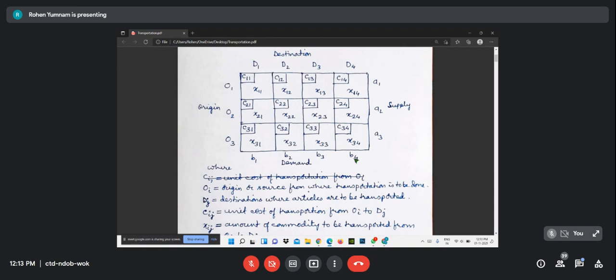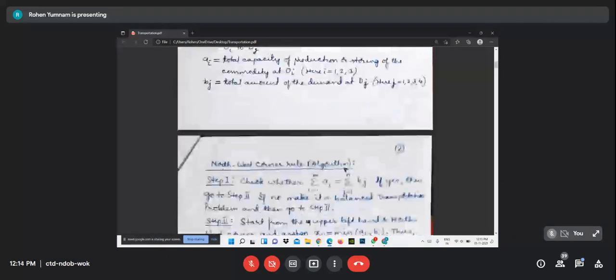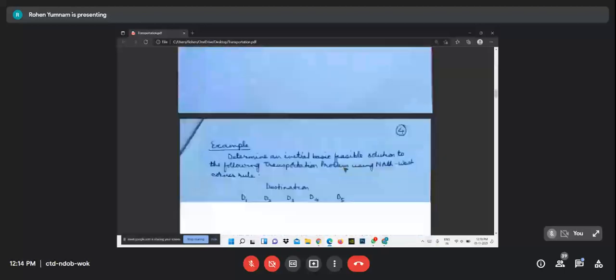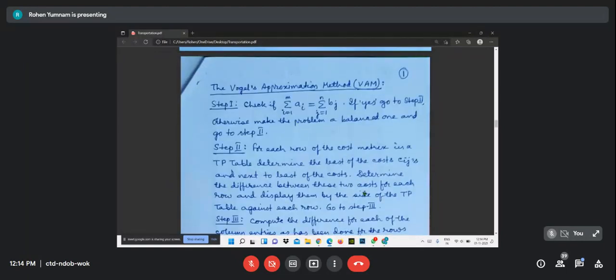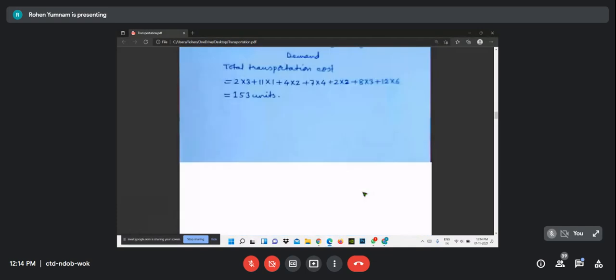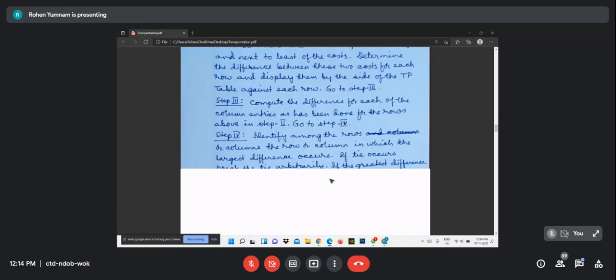And here, if you read the notes, you will know we will consider two methods. Some other methods are also there, but I will take up only two. Those are more important. One is the northwest corner rule, which is the first to be discussed. And the second is Vogel's approximation method. The first is very easy but not so reliable, and the second is more reliable.